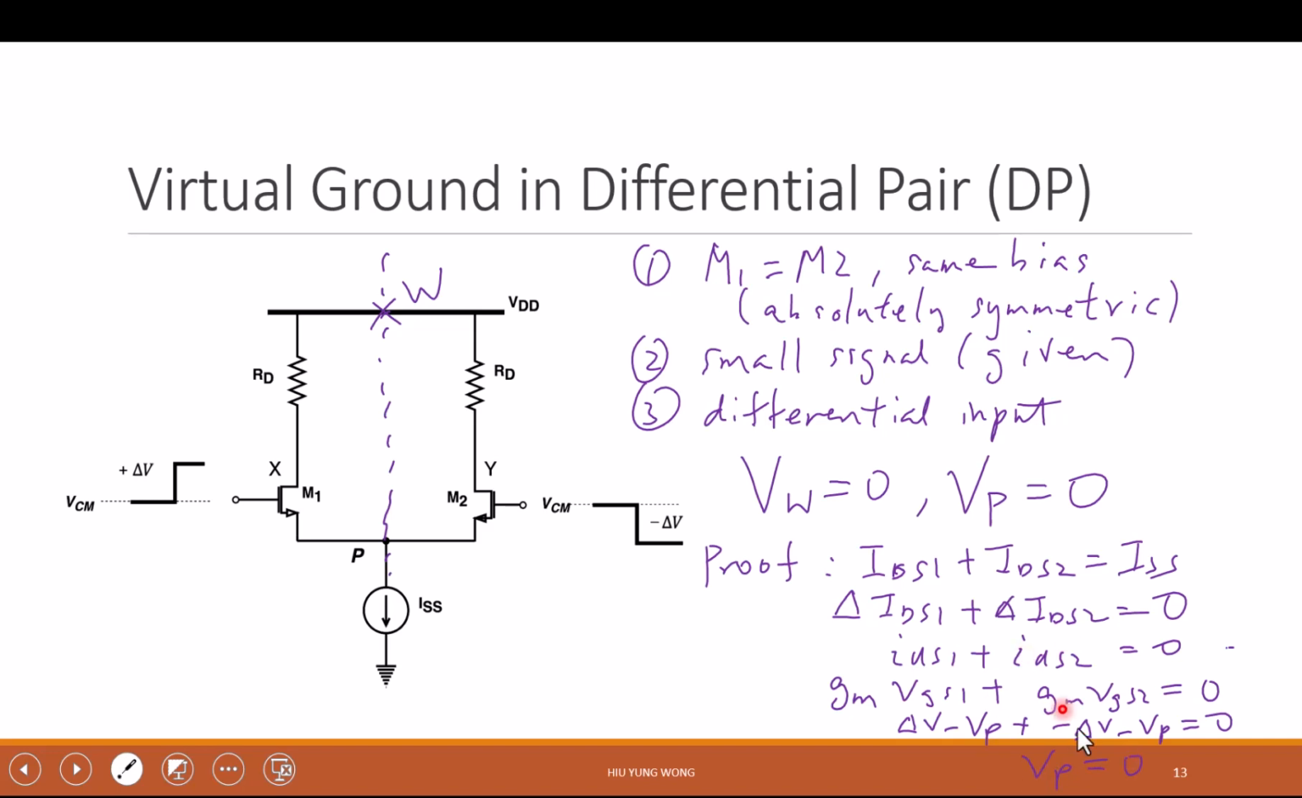I need to be fast, go back just like what I did for the transistor, right? Here what I'm doing is, again, small signal. IDS1 equals to GM times VGS1. That's what we have been emphasizing, right? Is this point okay? Transconductance, the role of transconductance. And GM1 equal to GM2 because they're absolutely symmetric. And what is VGS1? Delta V minus VP. VGS2, negative delta V minus VP. And you see that VP equal to 0. So it's virtual ground again.